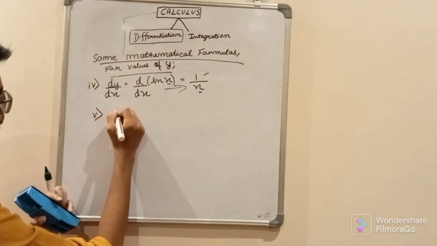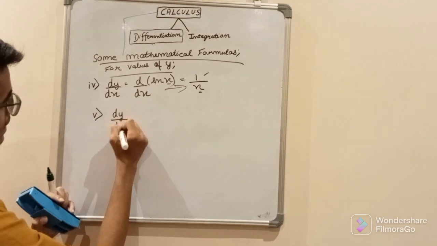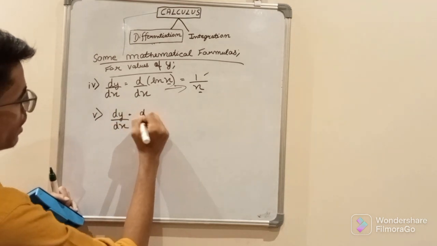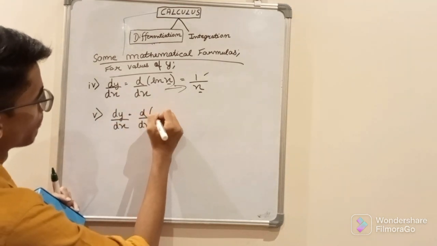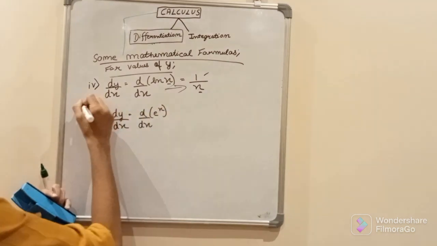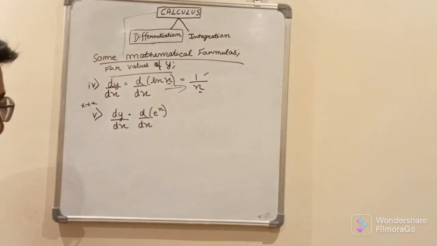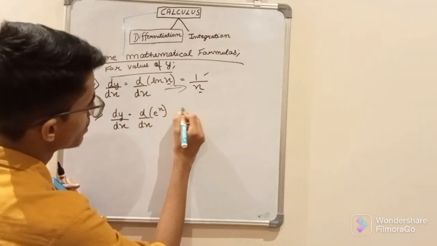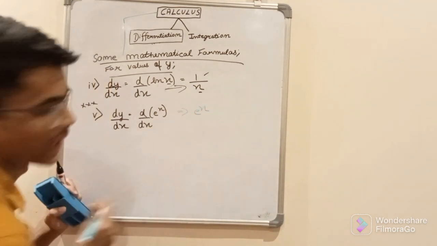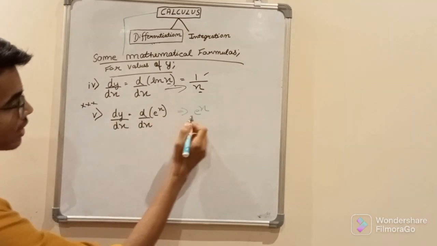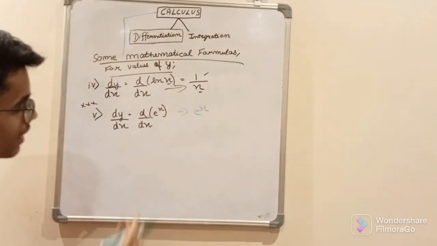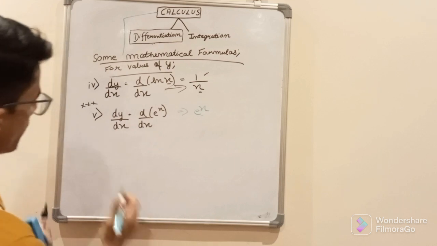Fifth, dy by dx of e to the power x. Now this is an important part. The differentiation of e to the power x is e to the power x. There is no change in the differentiation of e to the power x. It remains as it is.